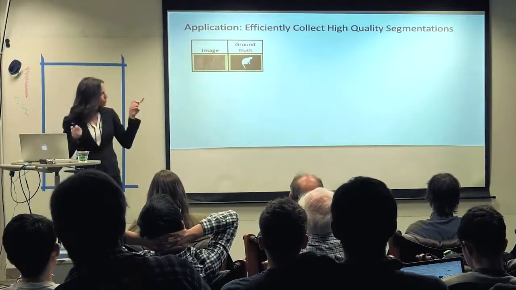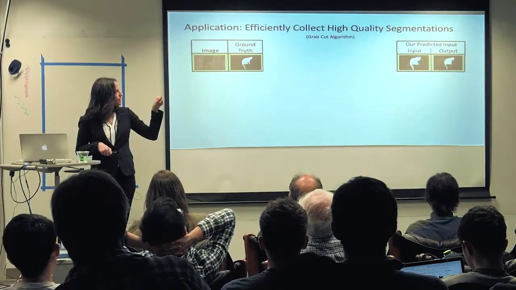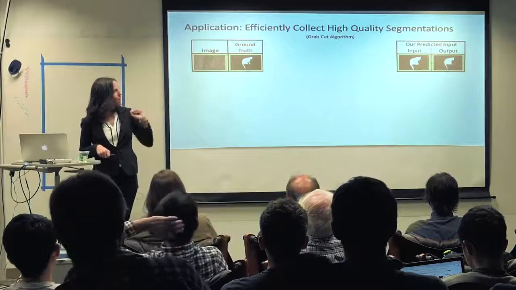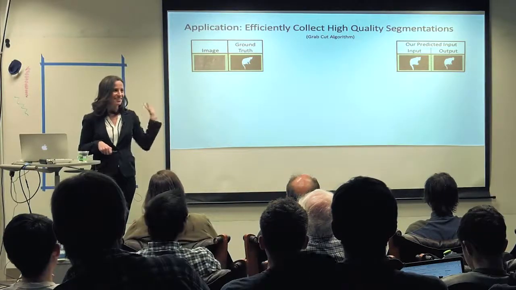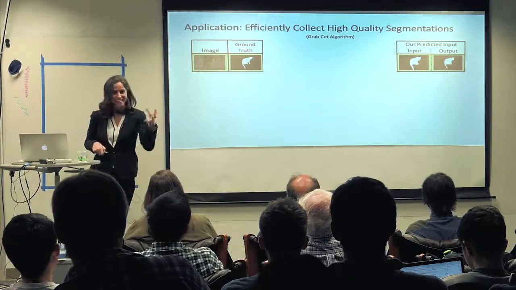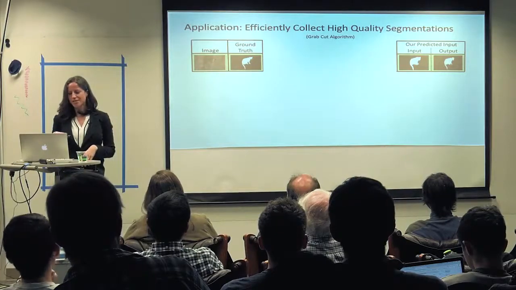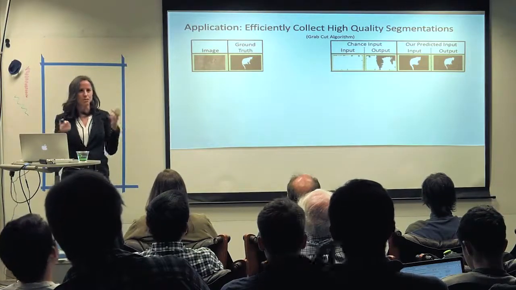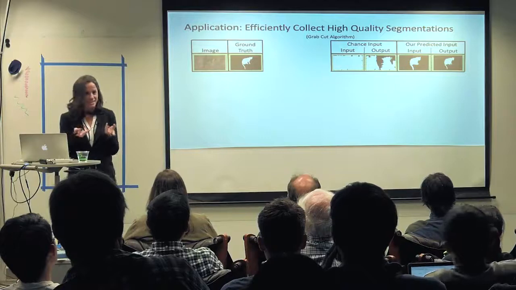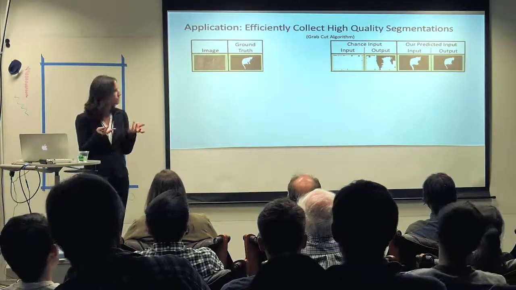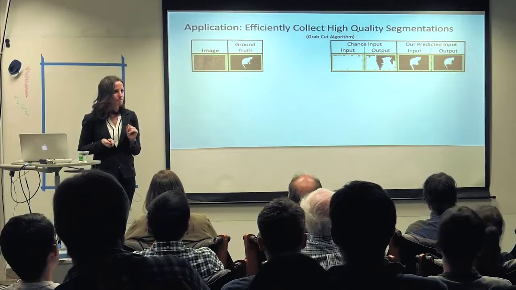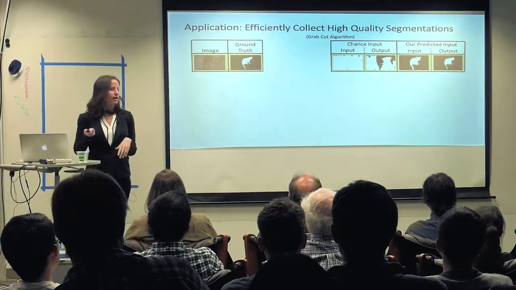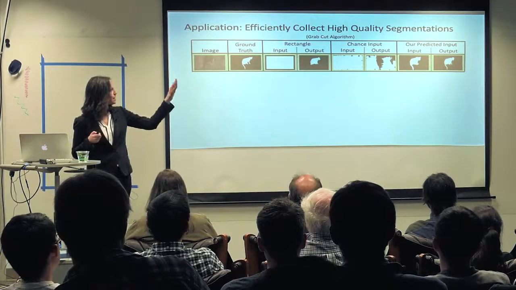Given an image of ground truth, let's just go through what that looks like. We could have an input that comes from our predicted input, looks pretty good, refine it, get a little bit more detail. In contrast, you might get a chance output, which is randomly choosing from those 14 candidate algorithms, one option, and then making an output. Or another standard is to use a rectangle and get an output.